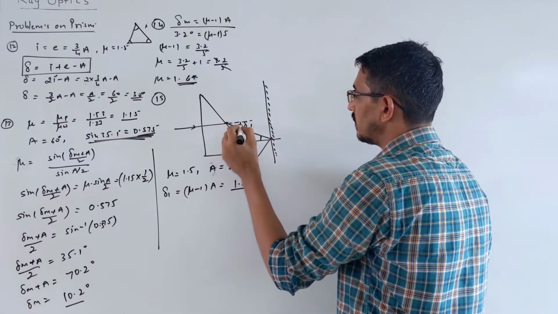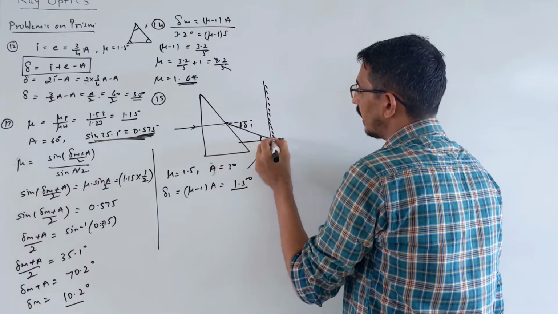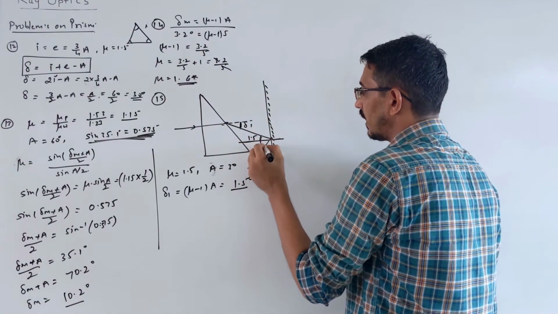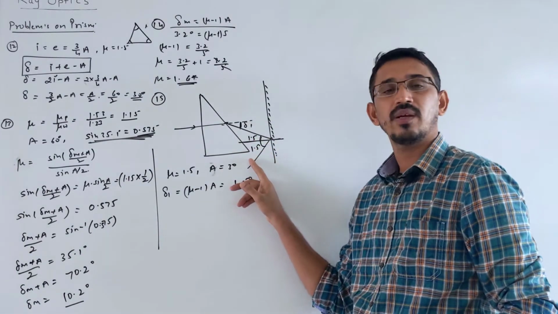1.5 degree. So this much angle is what? 1.5 degree, right? Look, this is a straight line, this is a straight line. So this angle also what? 1.5 degree. That angle also what? 1.5 degree. Why? Angle of incidence is equal to angle of reflection.